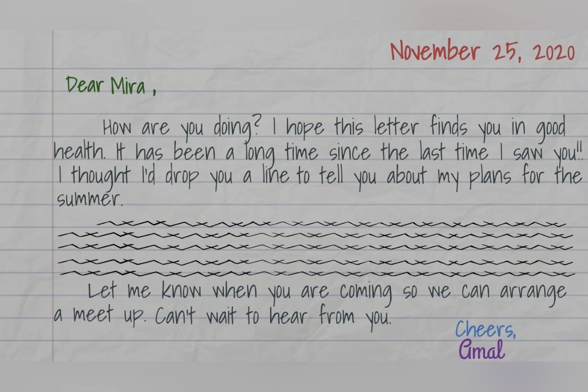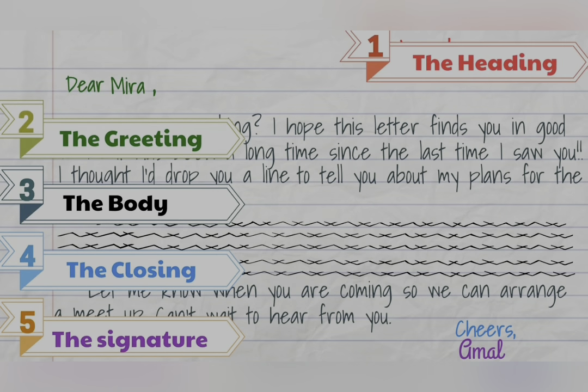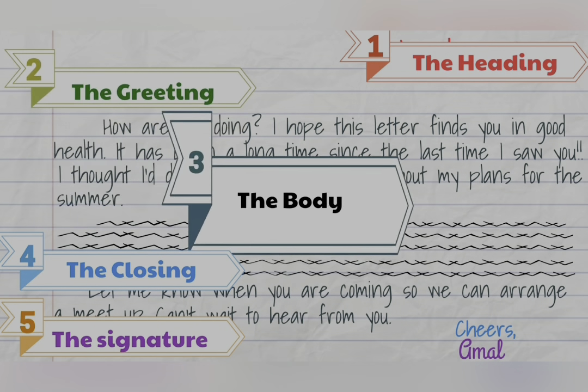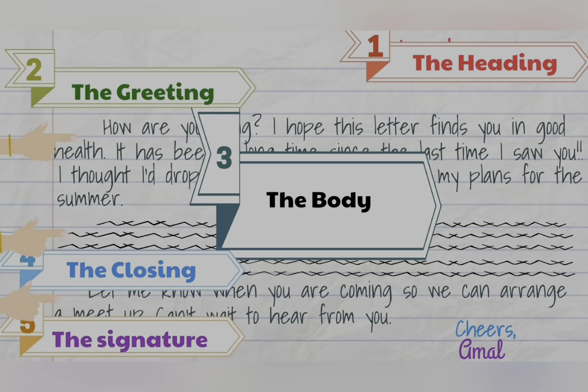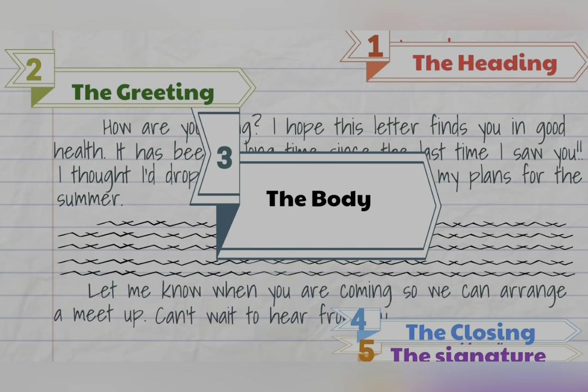Well, that's it for now. Let's just wrap up. A friendly letter includes 5 parts: the heading, the greeting, the body, and indent each paragraph in the body, the closing, and the signature.